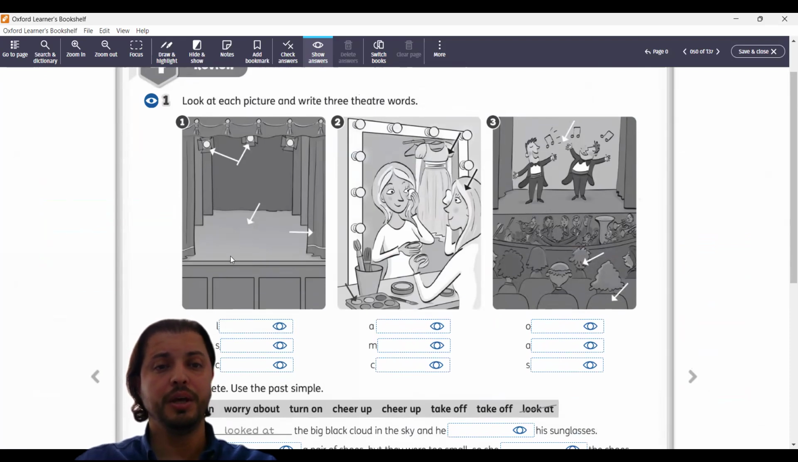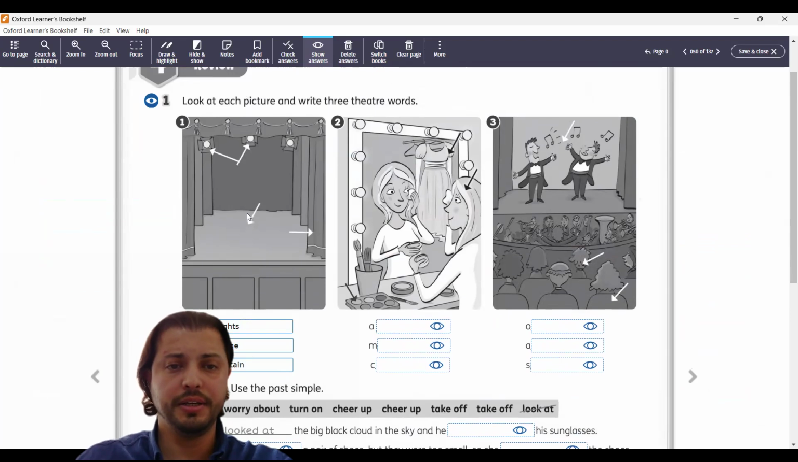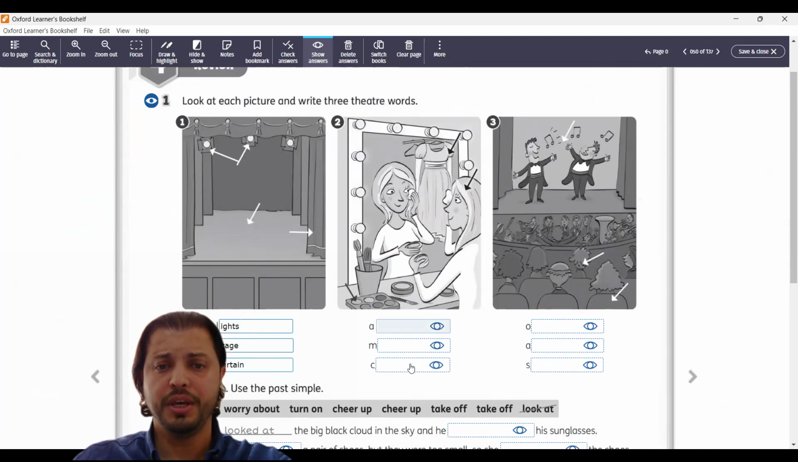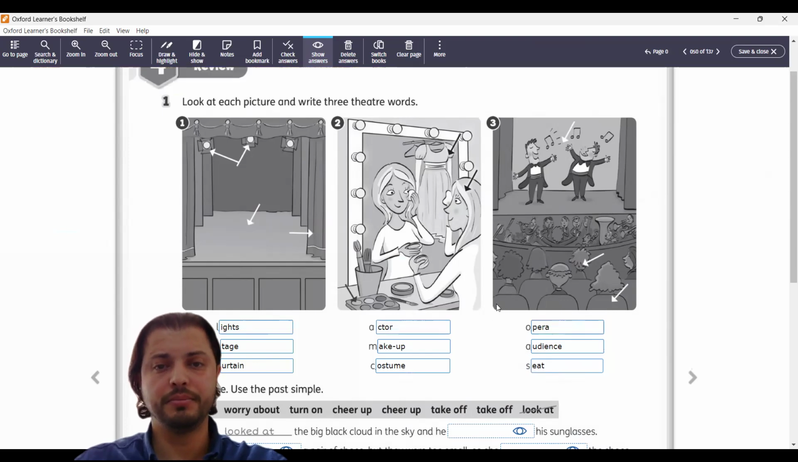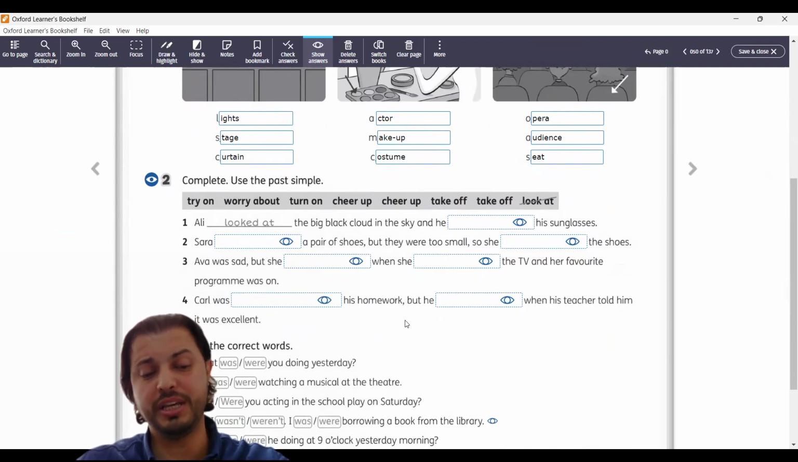So number one, here we say, guys, lights, stage, and curtains. Here we say actor, and then makeup, and then we have costume. Here we have opera, audience, and seat, right? Cool, easy. So we keep it up.